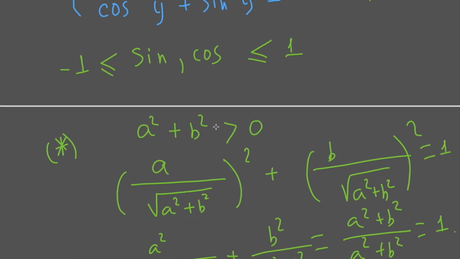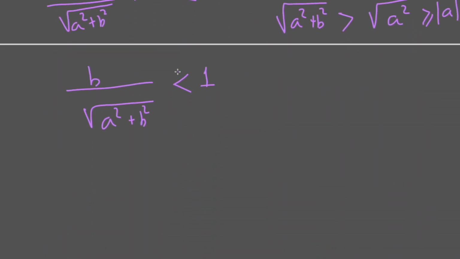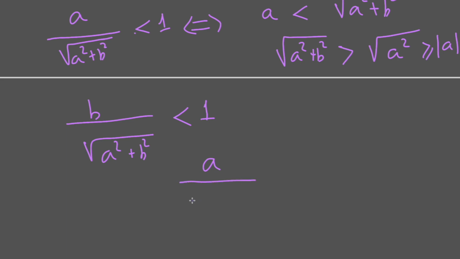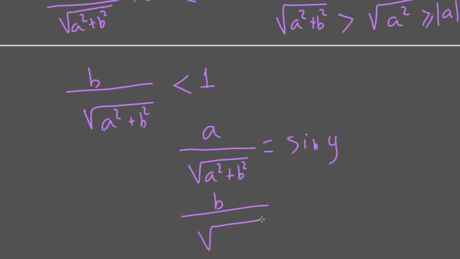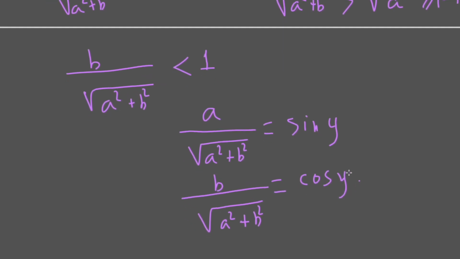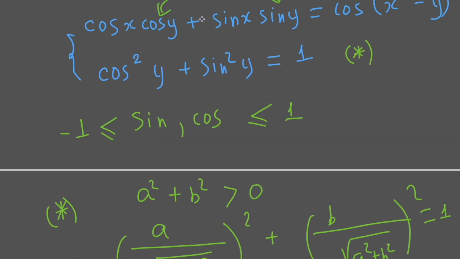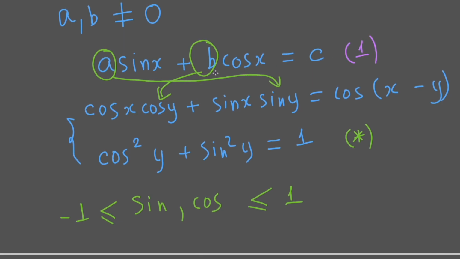Now let's put A over square root of A square plus B square equal to sine y, and B over square root of A square plus B square equal to cosine y. Then in the problem, from equation 1, we just divide both sides of the equation by square root of A square plus B square.